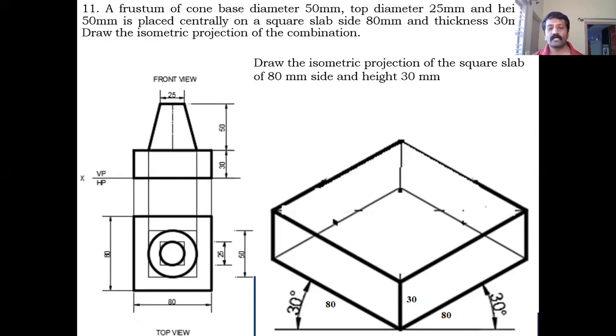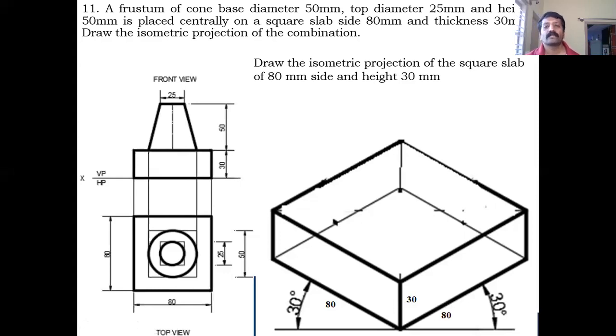First, let me take the isometric projection of the square slab. In many examples you have drawn the square slab. How to draw that? Just draw one horizontal line. You take any one point and draw a 30-degree line on either side of this point. What is the side of the square slab? 80 millimeter. You take 80 millimeter, convert that into isometric scale, and cut it on either side of the 30-degree lines. After cutting, from this point you draw a 30-degree line on the right side, from this point a 30-degree line on the left side. Wherever they meet, you get this point. This is the base of your square slab.